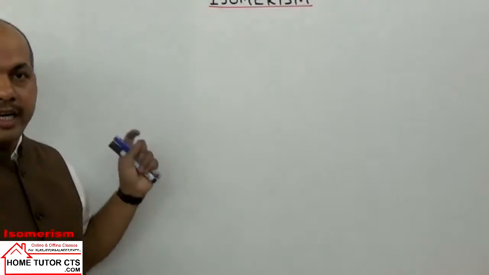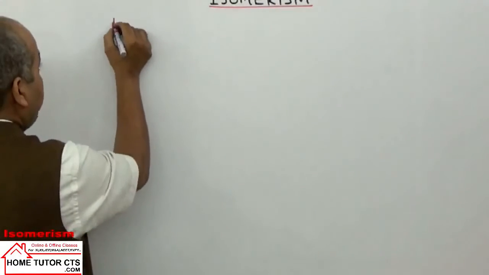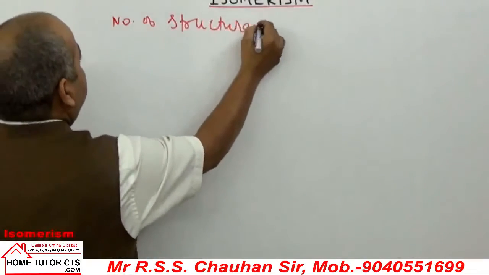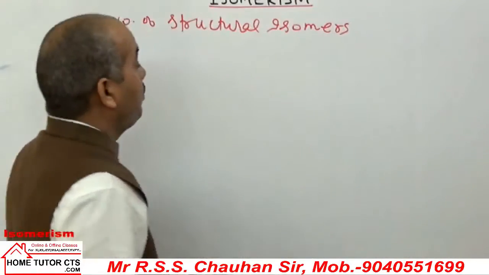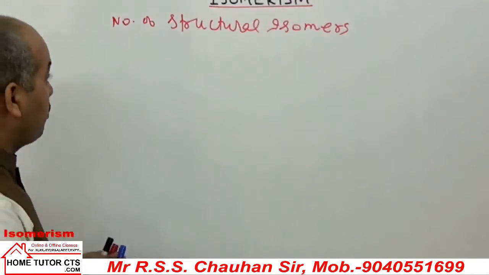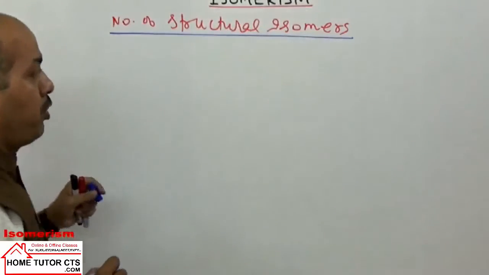Now next point, we get in exam questions how to find the number of isomers. Determination of number of structural isomers. How for a compound we can find the number of structural isomers. To find this number of structural isomers, you have to think on all the points.